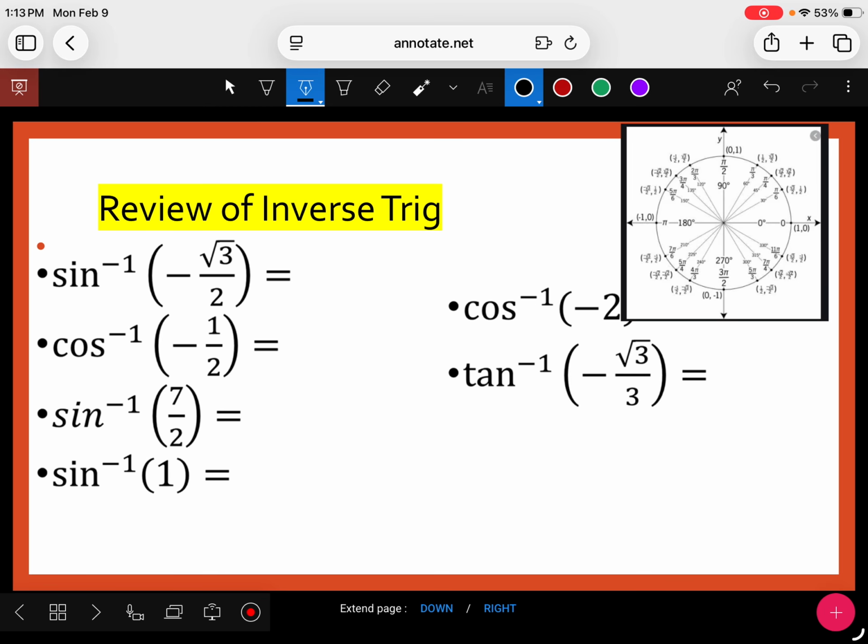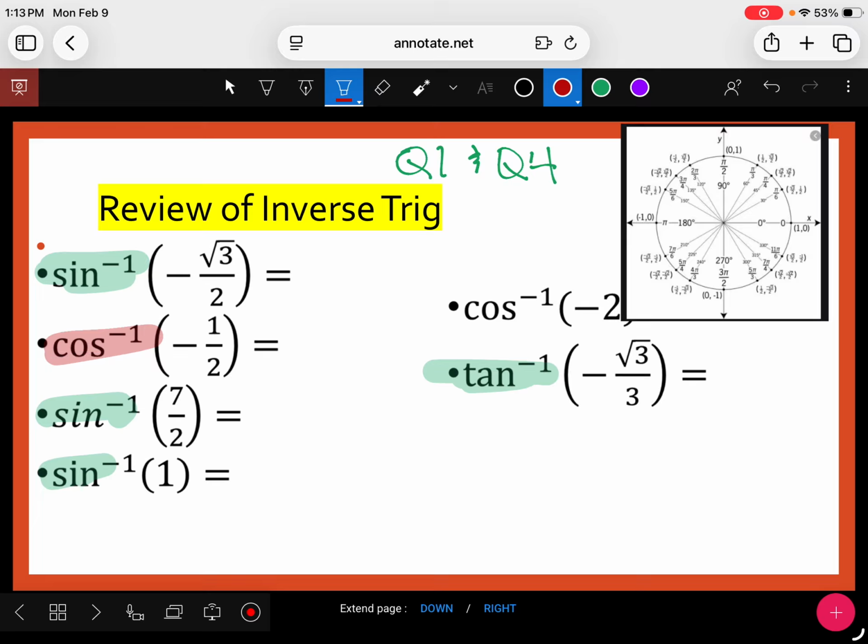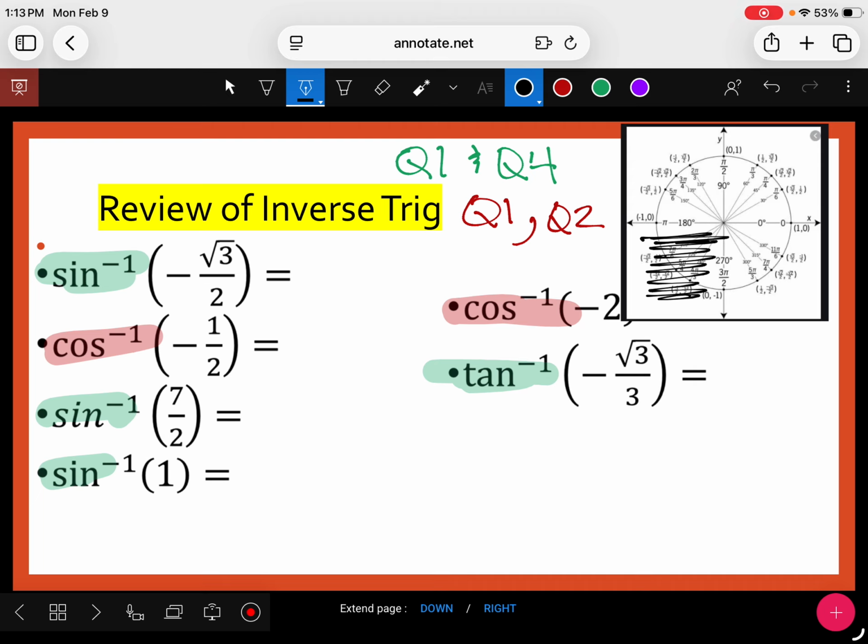Okay? Now remember, for these 4, the ones you see highlighted in green, that's quadrants 1 and 4. For cosine, that's quadrants 1 and 2. So we never use quadrant 3. Never, never, never. So we're going to use either the hamburger side or the hot dog side.